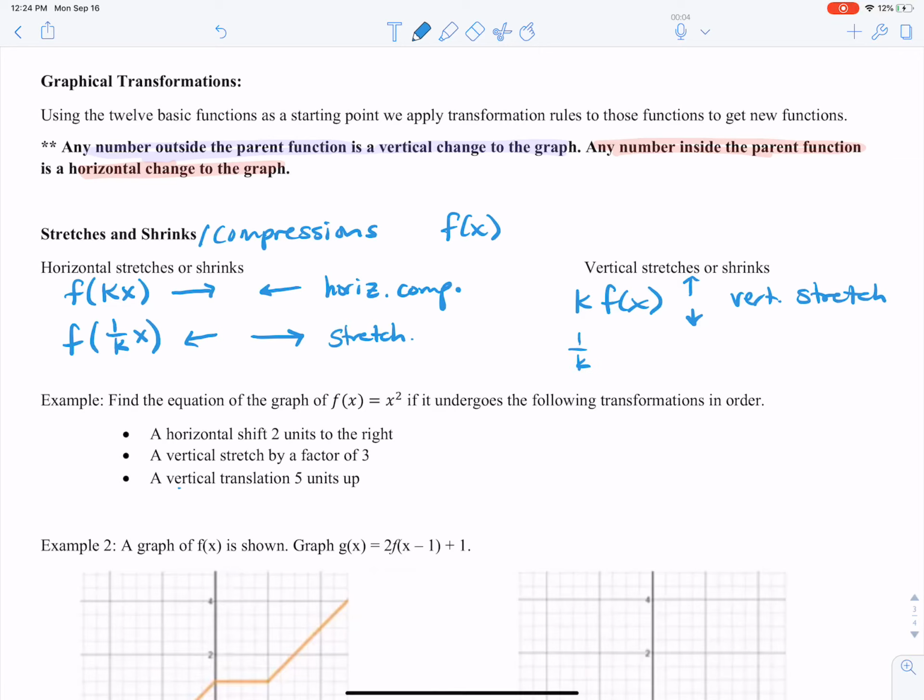If I multiply by a number between 0 and 1, that's going to make it look wider. And so to make the graph look wider, I have to press it together. I have to squish it. So that is a vertical compression.